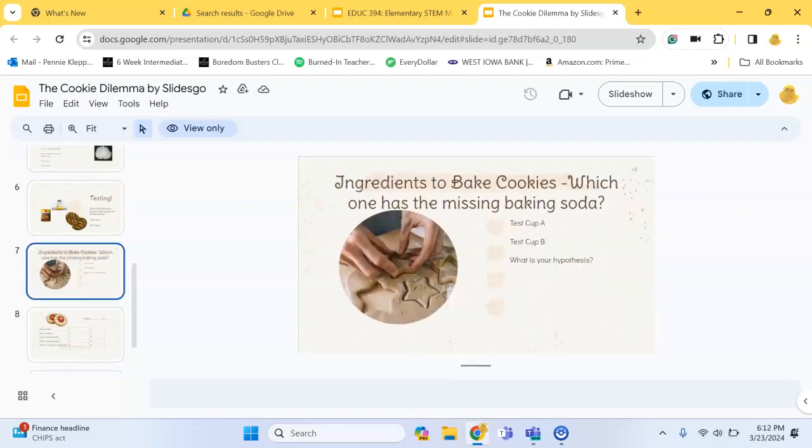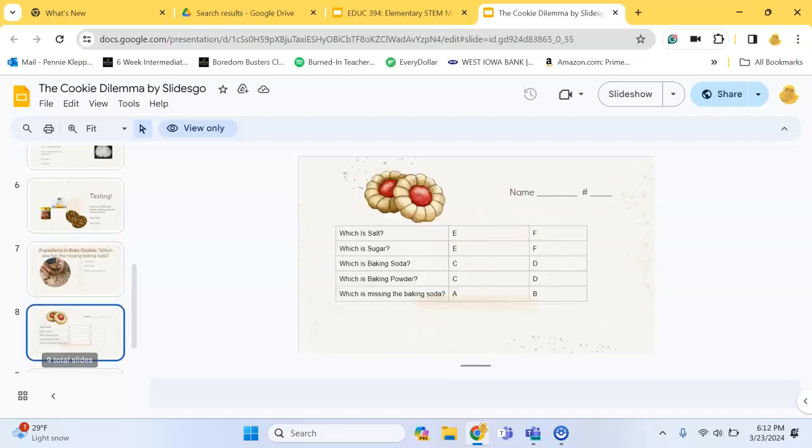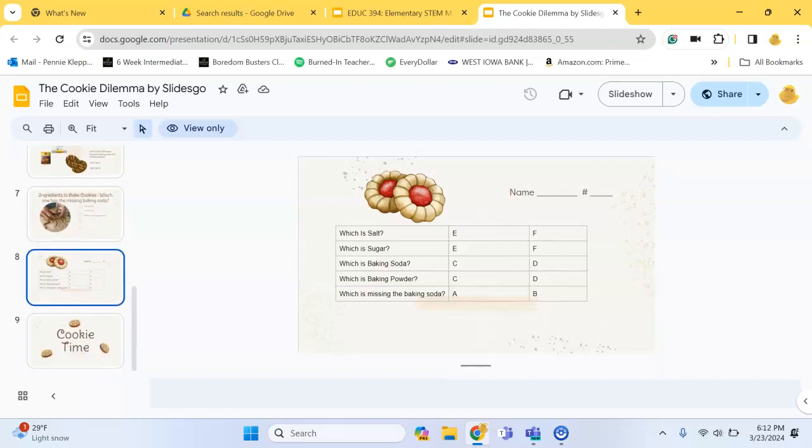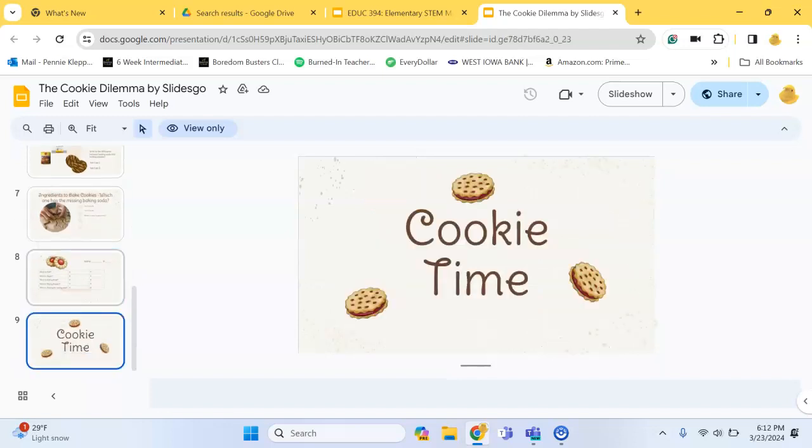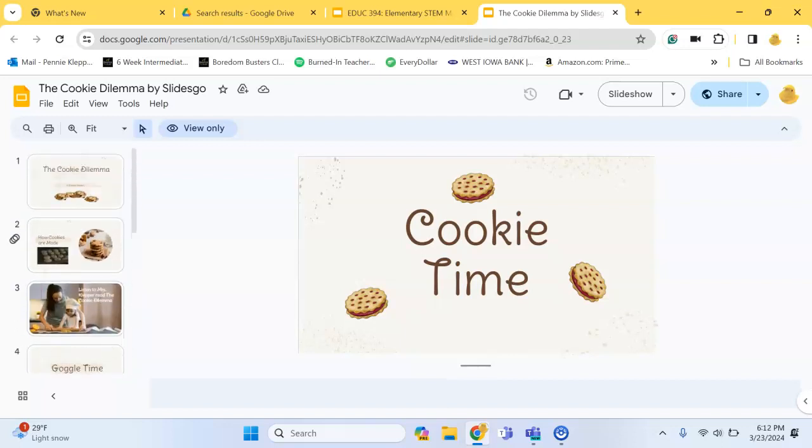After that, we would pretend all the dry ingredients were mixed together, and they would look at each one and make a hypothesis of what's in test cup A and test cup B. The next sheet is where they would record their results, and we would discuss it, and at the end they'd get to eat the chocolate chip cookies I bought for them. Sometimes I would bring Oreos. But that would be a problem-based lesson.